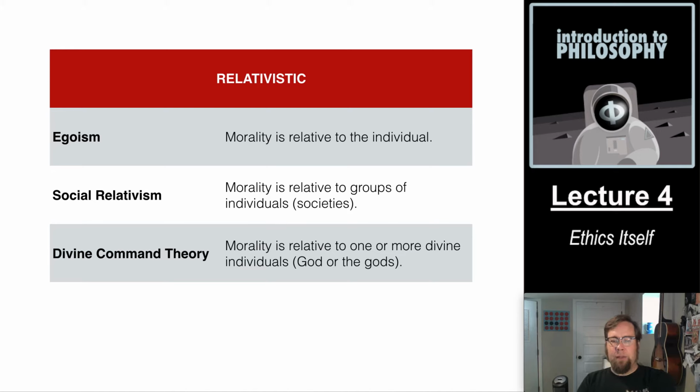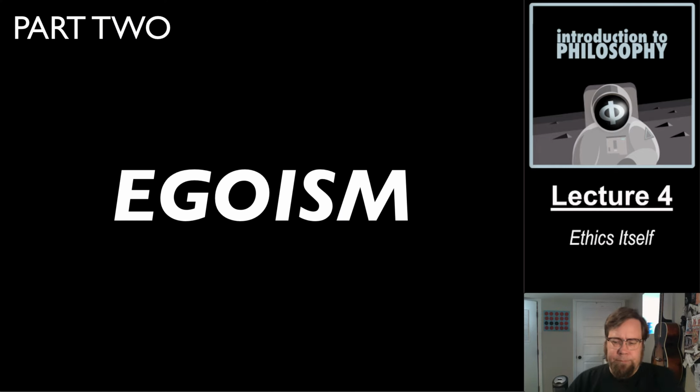We're making morality relative to someone's will. We're making morality, in some sense, a matter of opinion. It's just that there's an opinion that matters most of all, and that's the opinion of God or the gods. But a lot of what's problematic about egoism and social relativism is also problematic of divine command theory. But let's say more about egoism. We'll start there. So this begins part 2 of the video, egoism.